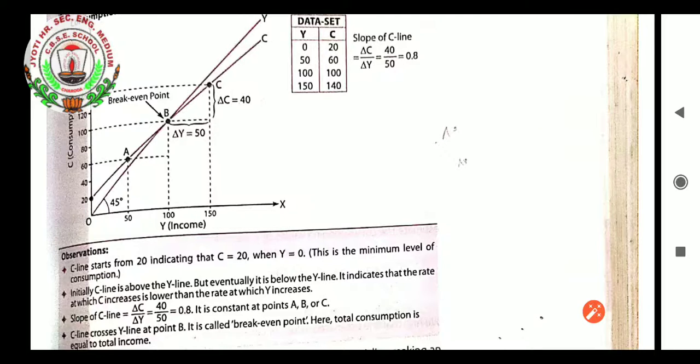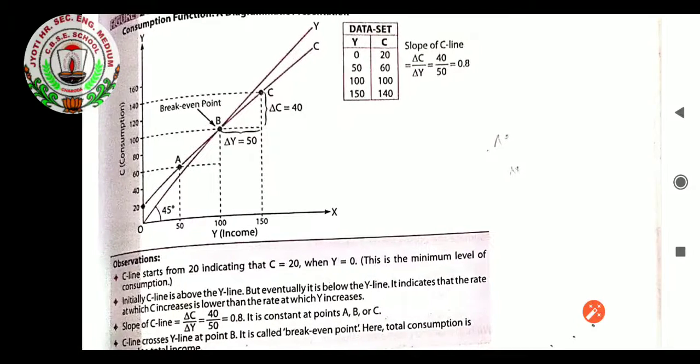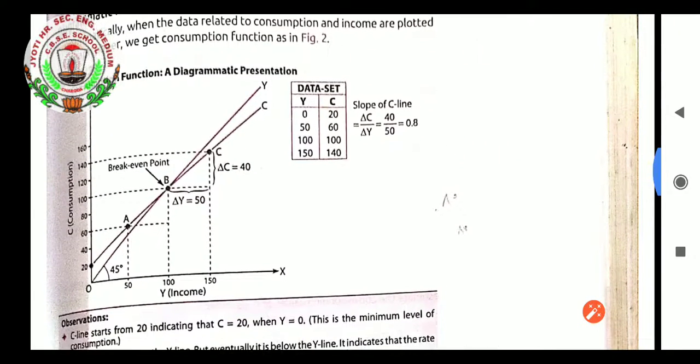Now we can see the graph here. You can see the graph of the consumption function shown there. A diagrammatic presentation has been shown here, very clearly drawn. Whenever you are drawing the graph, it must be in the same way as it is presented in the particular figure. This is the correct way.